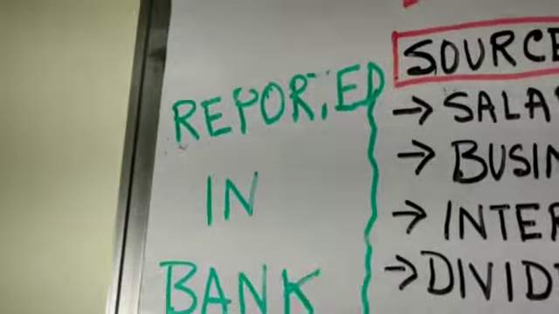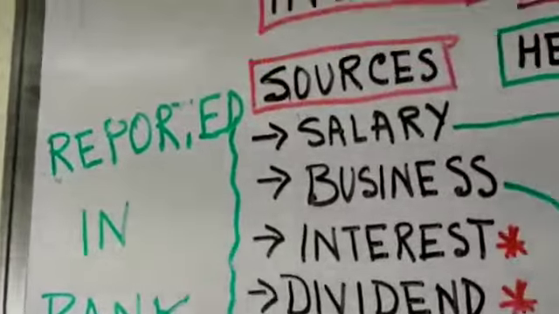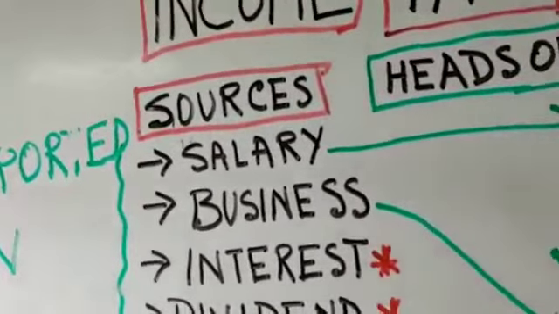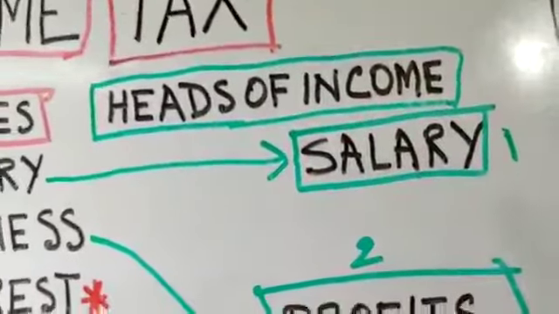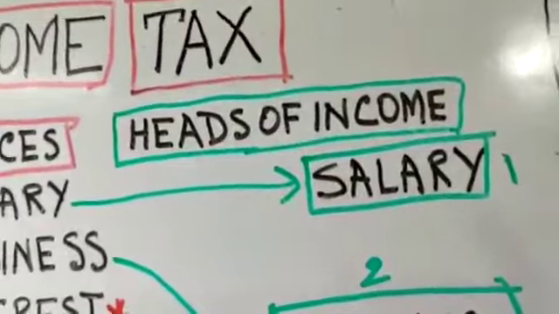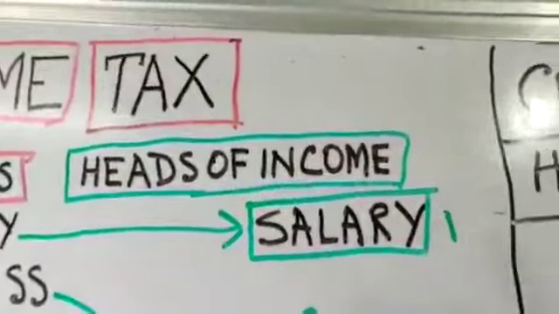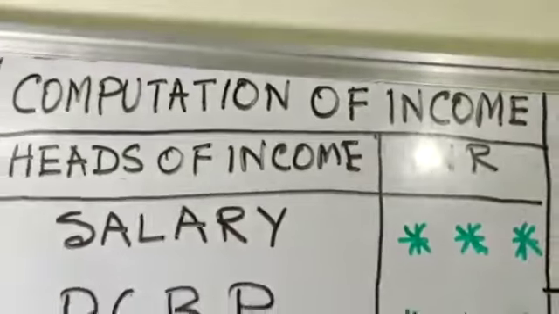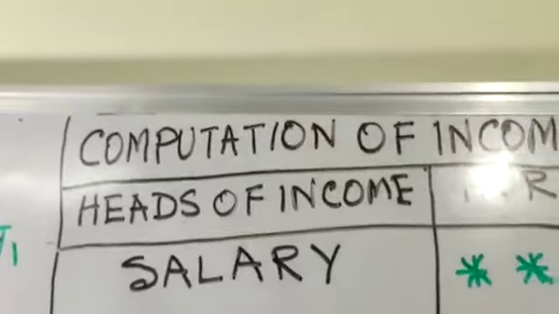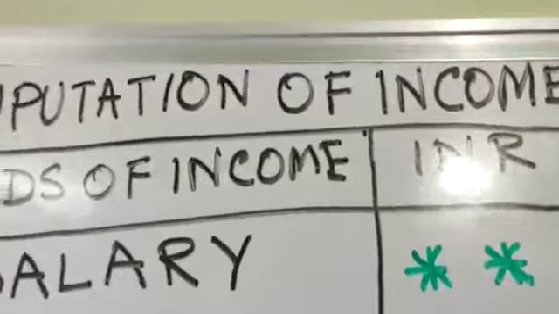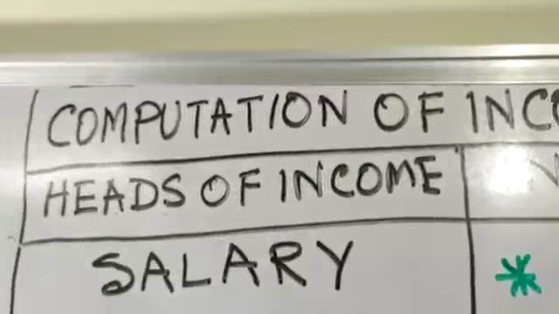So the first step is that we have to analyze the bank statement credit side. From there we need to identify the sources of income. Then we need to allot the sources of income to the respective heads of income. After allotting the income under the respective heads of income, we need to compute the income. So the next step is computation of income. Now under this computation of income, what do we have to do? We have to compute the income under the respective head.